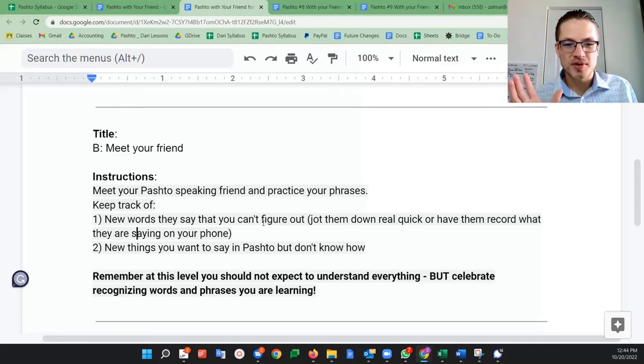starab saptawaleshem. Number 2, new things you want to say in Pashto but don't know how to say. Let's say in the meeting, your friend says something, and you're like, oh, I just really wish I knew how to respond with this. Keep track of that. Note that down. Maybe say it in English in a WhatsApp message real fast, to yourself or to your conversation partner even in the meeting, and then ask them what it is, okay? Or ask them how to say it.